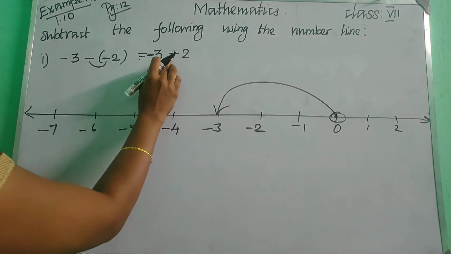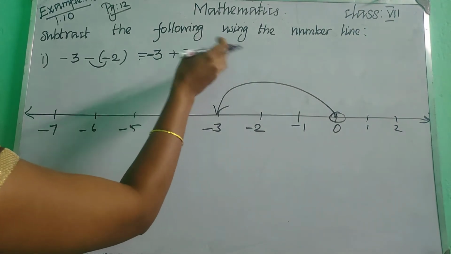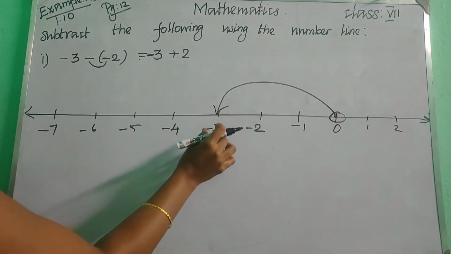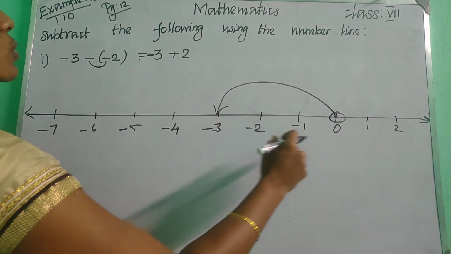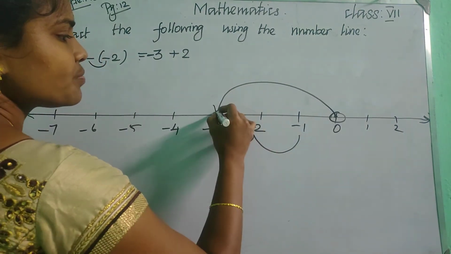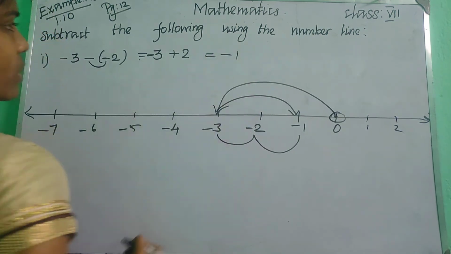So now we move to minus 3, which is in the negative direction. Now we are going to add. We are having a plus sign, so we need to move to plus 2. Plus 2 is on the right side. So from this minus 3, we need to move 2 steps to the right hand side. So 1 and 2. So what is the answer? The answer is minus 1.